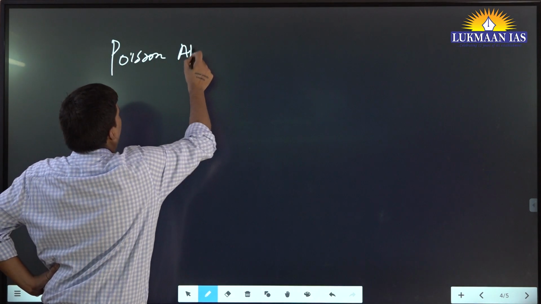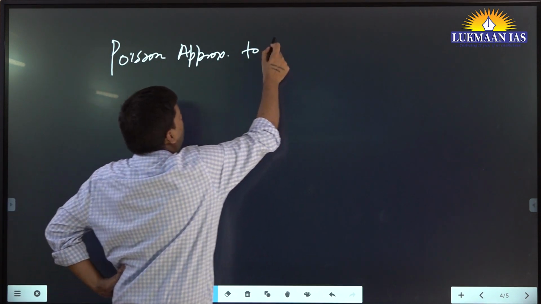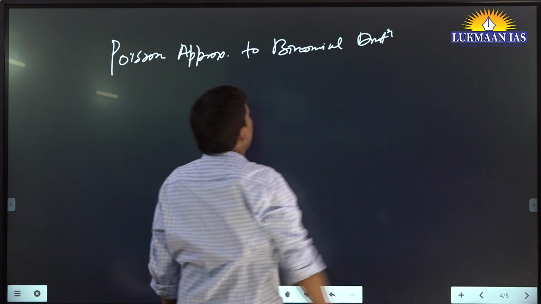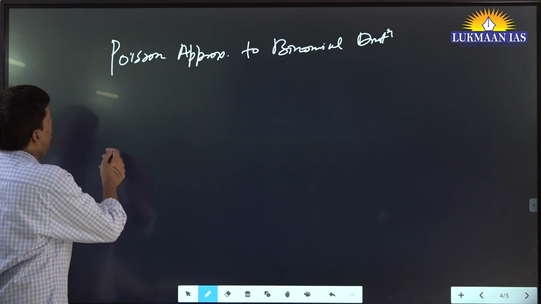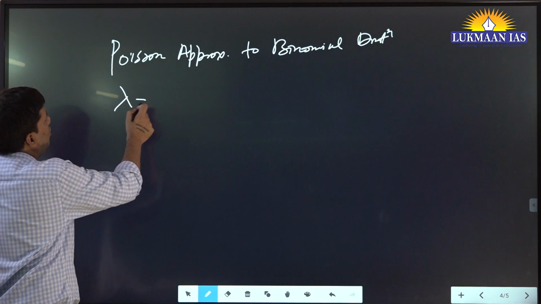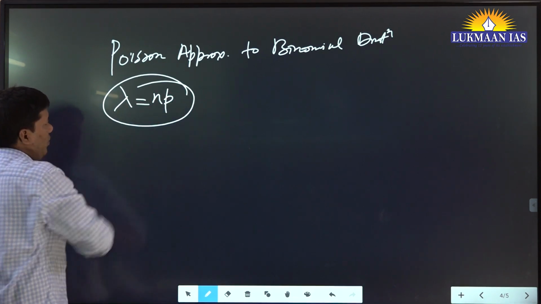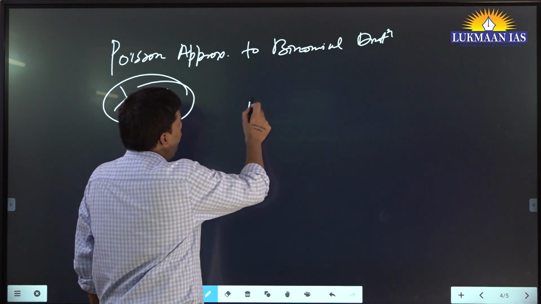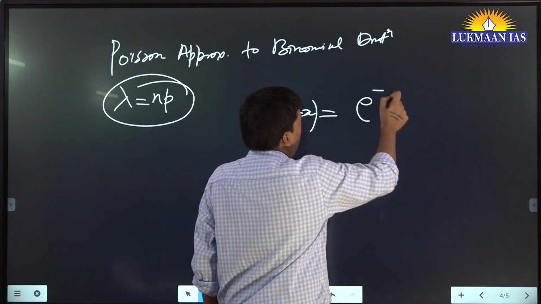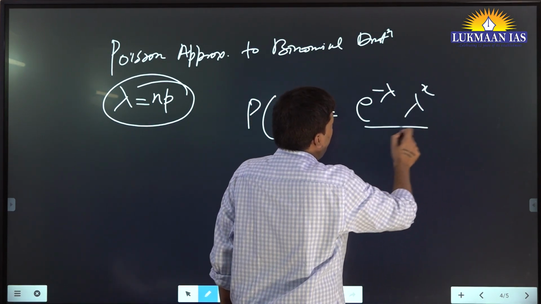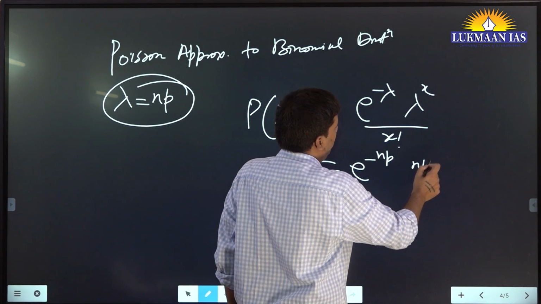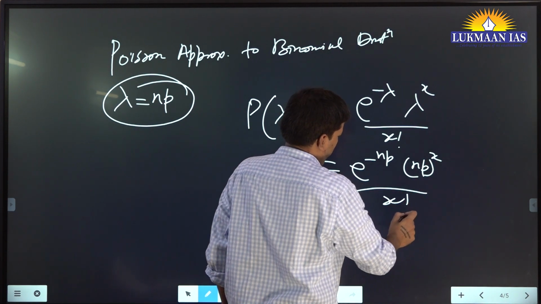Poisson approximation to the binomial distribution. What do you do here? Simply you put lambda equal to np. This is the way you approximate. So what is your Poisson formula? The PMF is given by e to the power minus lambda, lambda to the power x upon x factorial. So what you will do is e to the power minus np, np to the power x upon x factorial. Fine.